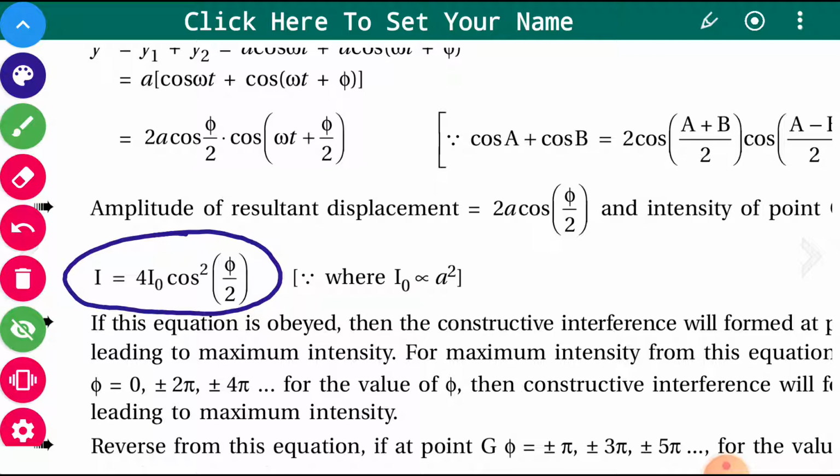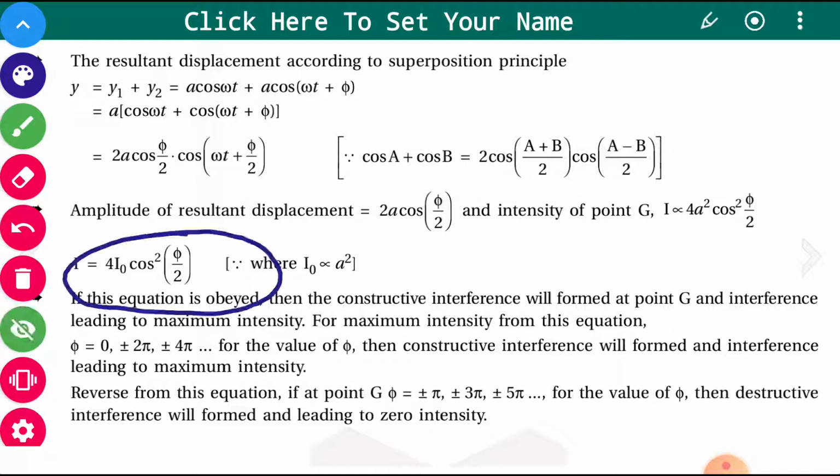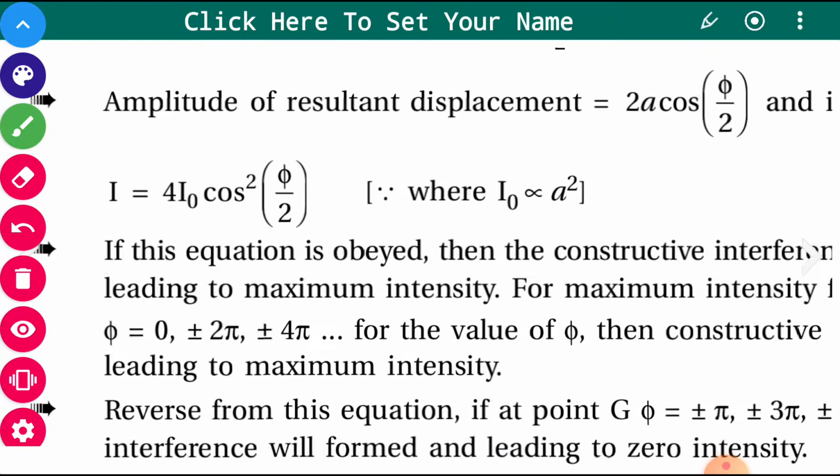If this equation is obeyed, then constructive interference will form at point G, leading to maximum intensity. If this equation is considered for the intensity produced at this superposing point, that is point G, then for maximum intensity, from this equation we can say if phi is equal to, this you can understand from trigonometry.